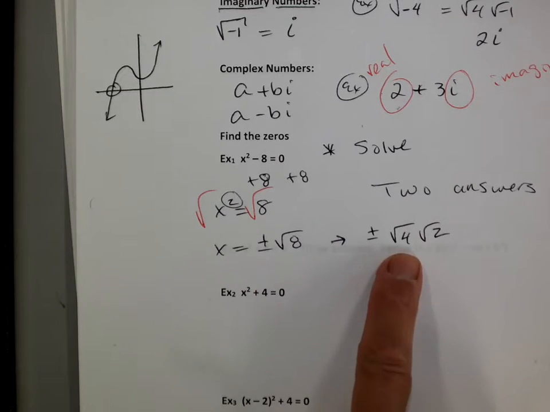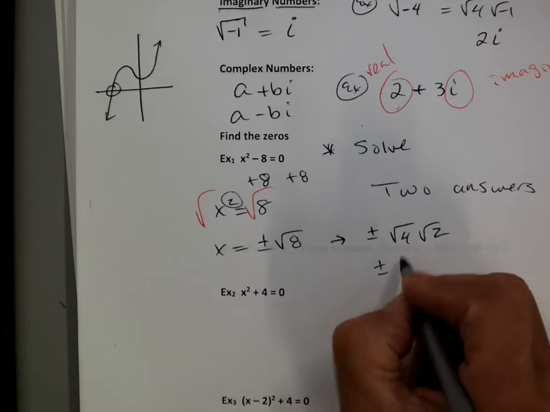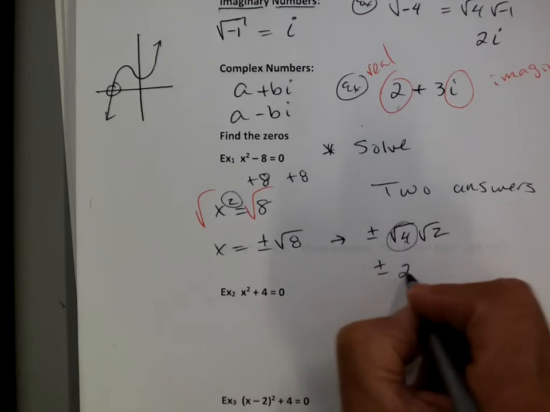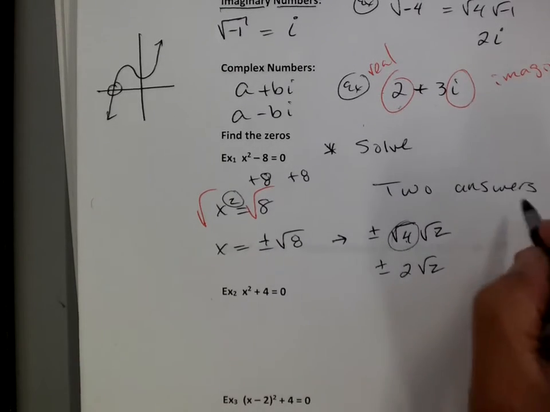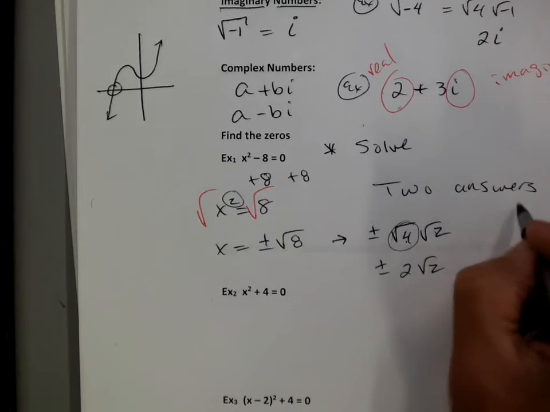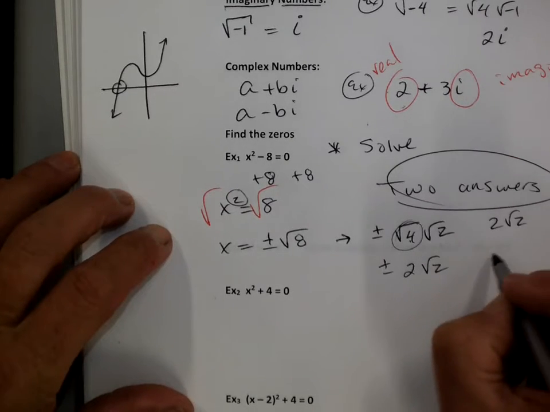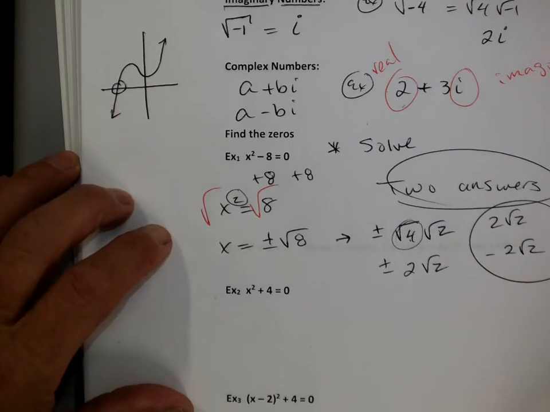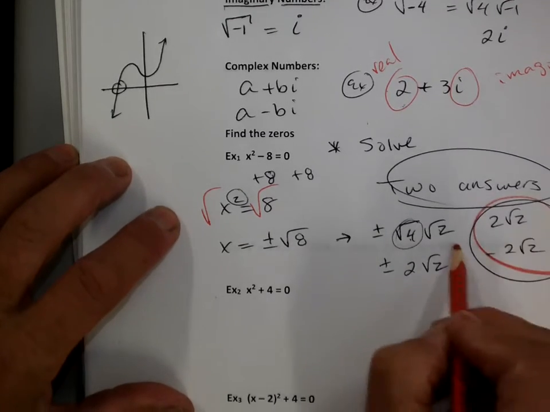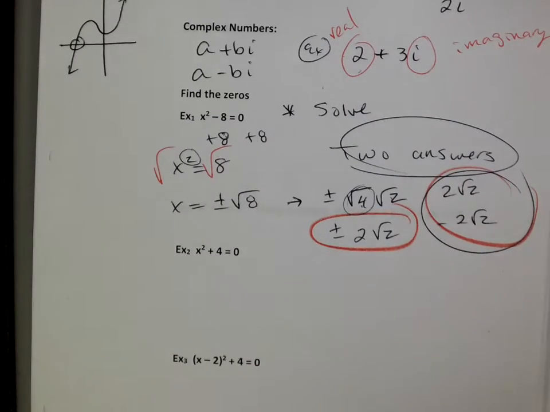So square root of 4 times square root of 2 makes square root of 8, but we know what the square root of 4 is. It is a 2, a regular old 2. So we get plus or minus 2 square roots of 2. Now that is two answers. I like the plus or minus, but you could also write it as two answers. You could write 2 square roots of 2 and -2 square roots of 2. Okay, there's that answer. Or you can write it like this, which puts them both together. Okay, all right.